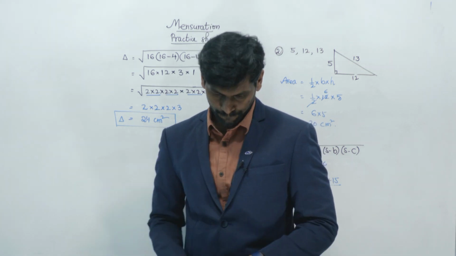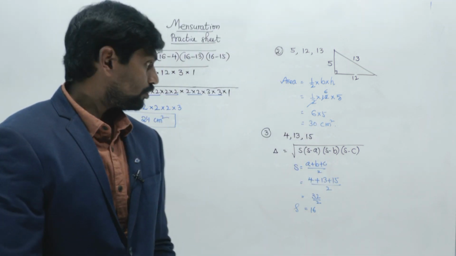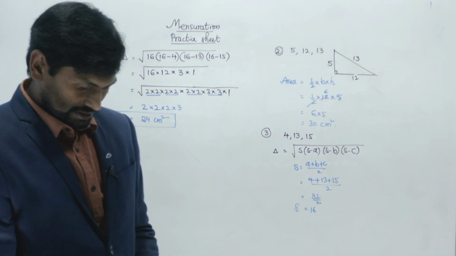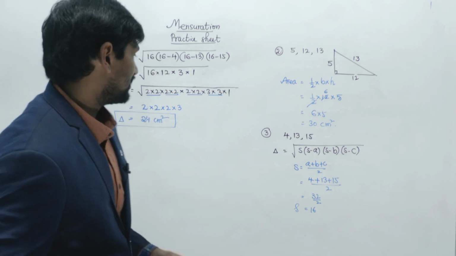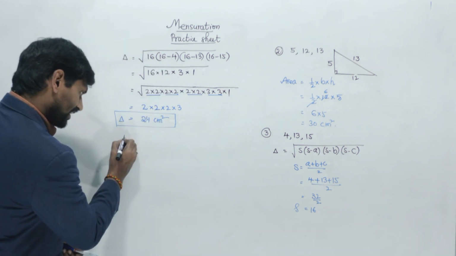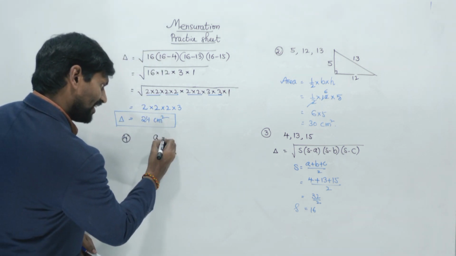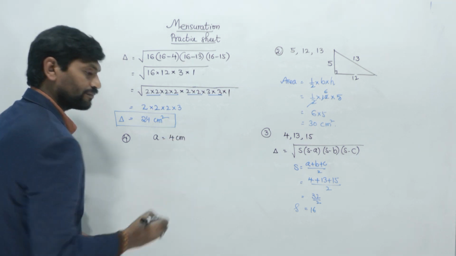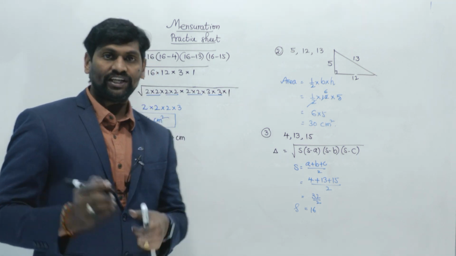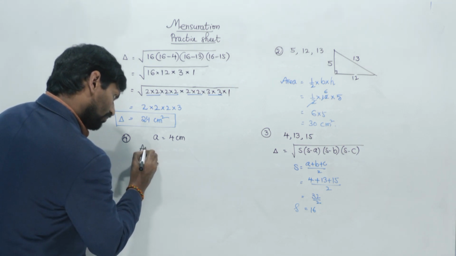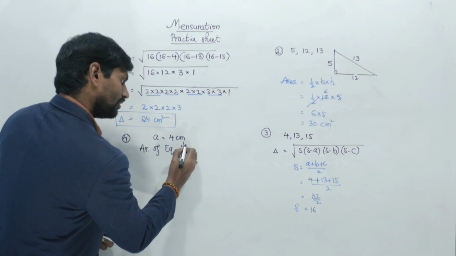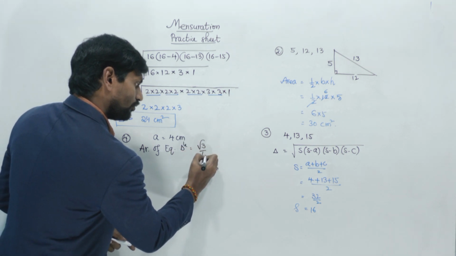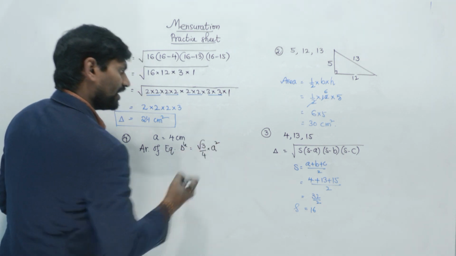Okay, children? Problem number 4. The area of an equilateral triangle of side 4 centimeters. Very easy problem. So just now we have discussed, the side a value is given, 4 centimeters, and we should find the area of the equilateral triangle. What is the formula for the area of an equilateral triangle? Root 3 by 4 into a square.